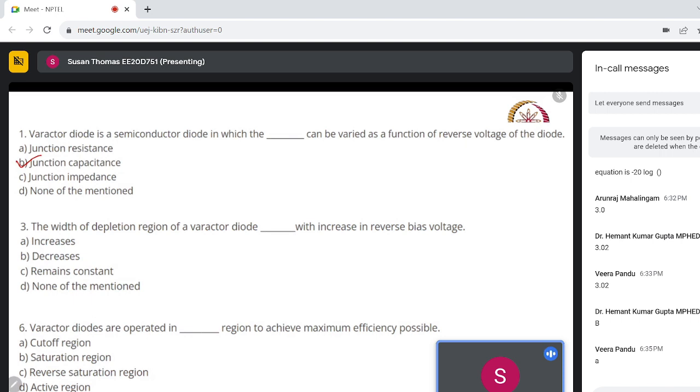Okay, coming to the next question: the width of the depletion region of a varactor diode, is it increasing with increase in reverse bias? Is it decreasing with increase in reverse bias? Or is it remaining constant? Width of the depletion region.